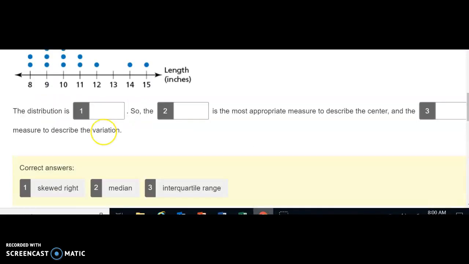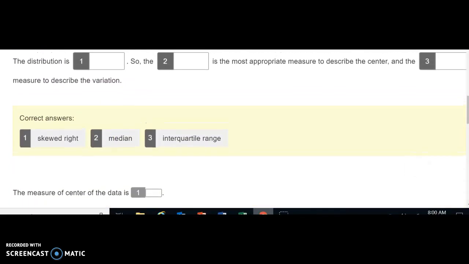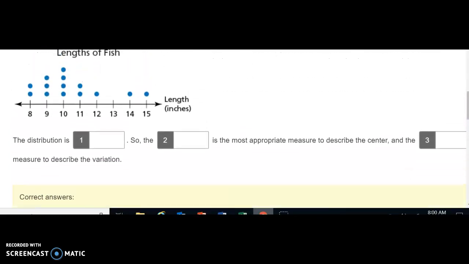Okay, so then when we're looking at this data, what we're trying to decide is the measure of the center. So when we look at this, you can see that if we plotted all of these numbers out, the number that would be in the center would be 10.